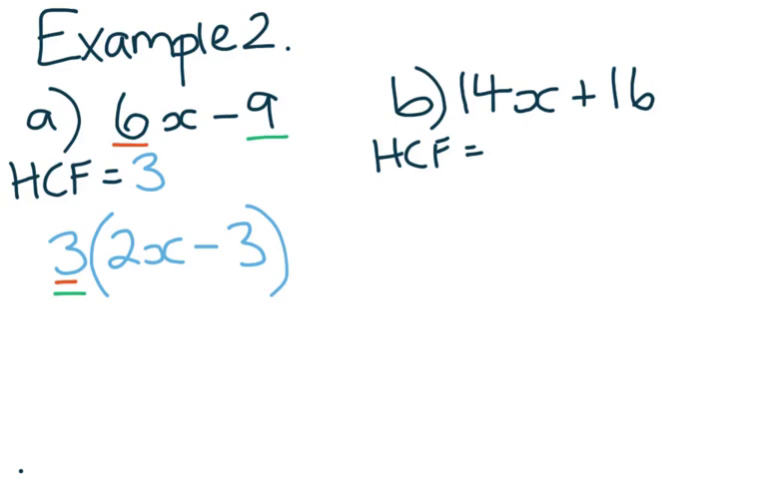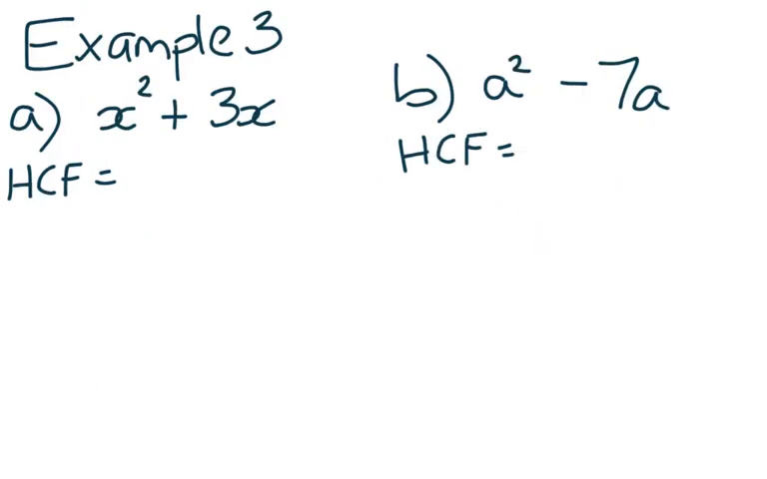So then we have 14x plus 16. The highest common factor here would be 2. It's the only number that goes evenly into 14 and into 16. So we have 2, and then again we do 14 divided by 2, which is 7, and we put the x there. And then we do plus 16 divided by 2, which is 8. And again, you could do your check if you needed to.